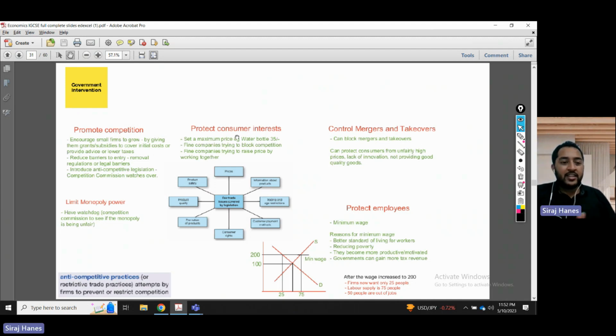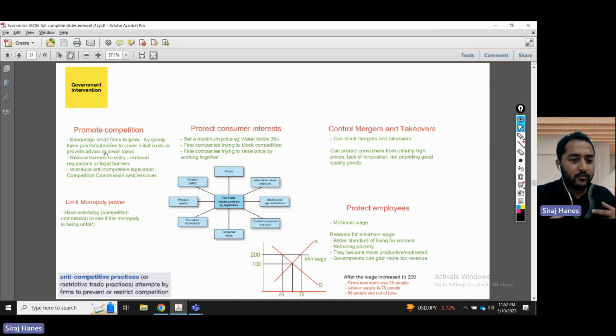Final slide for the day, government intervention. The government can intervene in the microeconomy too. They may want to promote competition. They may want to protect consumer interests, protecting consumers. They may want to control mergers and takeovers. They may want to protect employees. They may want to limit monopoly power. Let's go into it and take a look.